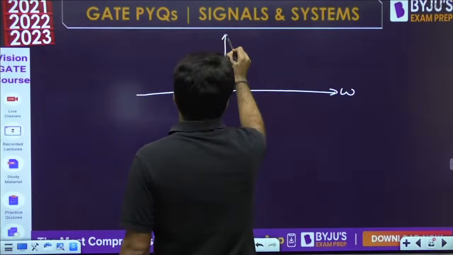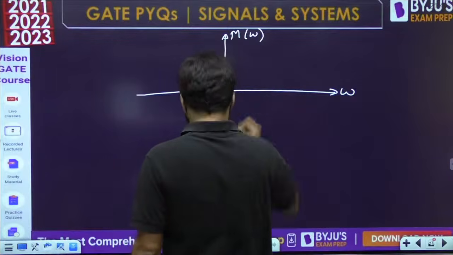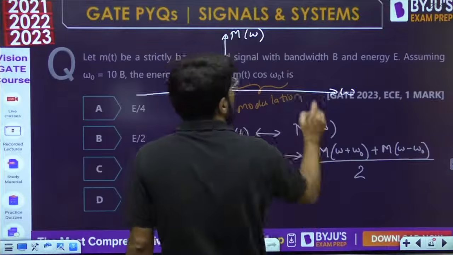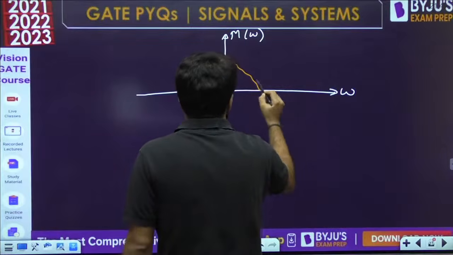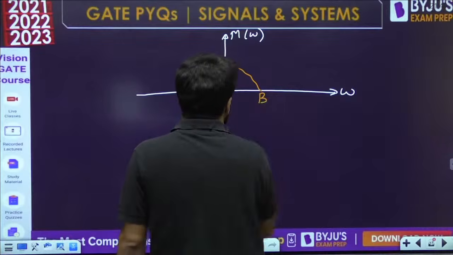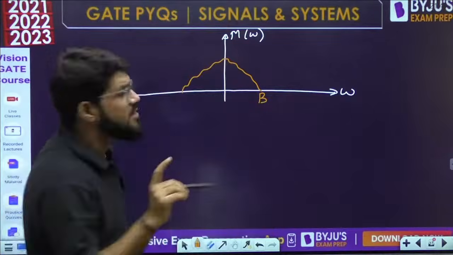What is the signal that is not given? Suppose this is the M(omega). It is a band limited signal up to the bandwidth B and it has some energy E. Suppose this is the shape of the signal. Bandwidth is B and for bandwidth only positive frequencies are considered.